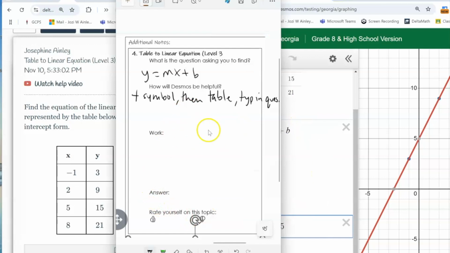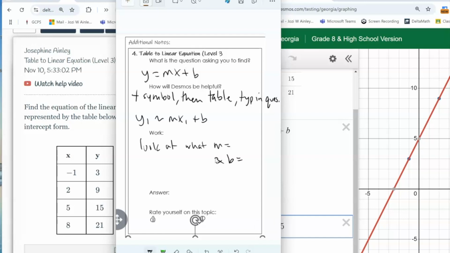And then here, you're going to write down what you want, okay? So for me, I would say type in y1 squiggly line, mx1 plus b, and then look at what m is equal to and what b is equal to. Then you have y equals whatever it's equal to x, and then whatever the b part is. Okay, so again, these are just notes to you.